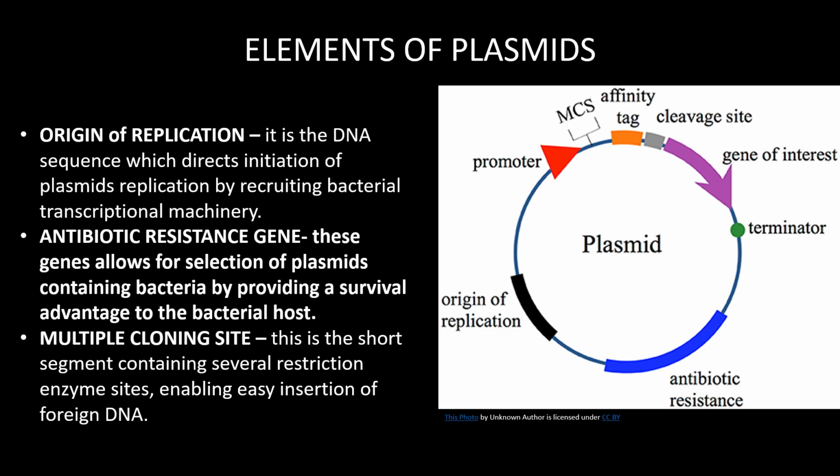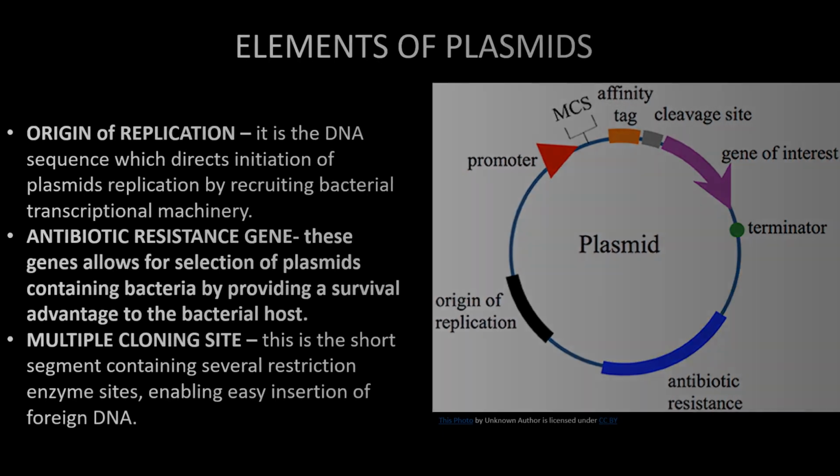Antibiotic resistance genes are one of the important elements, where these genes allow the selection of plasmid-containing bacteria by providing a survival advantage to the bacterial host. Multiple cloning sites. This is a short segment containing several restriction enzyme sites, enabling easy insertion of foreign DNA.